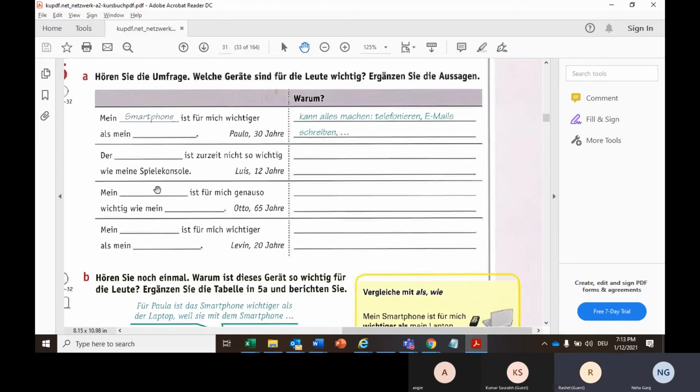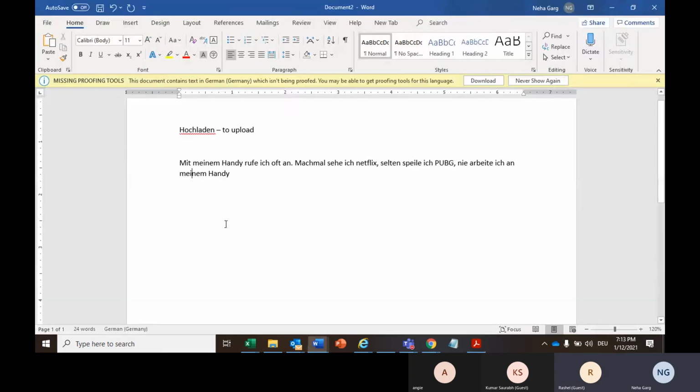Und warum? Why is the Spielkonsole more important to him? They can do Hausaufgaben. On the Spielkonsole. He's saying that his Xbox is more important to him, not the computer. Also, viel Spaß machen mit den Freunden. To have a lot of fun with the friends, because with the console, with the Xbox, he can have a lot of fun with his friends.